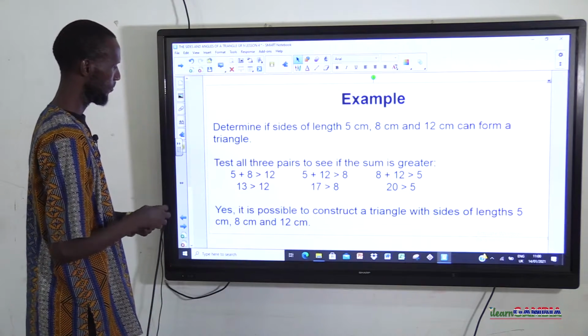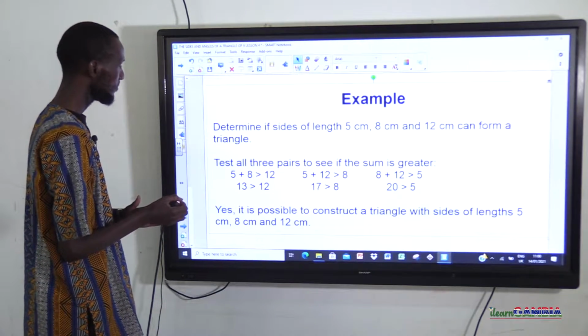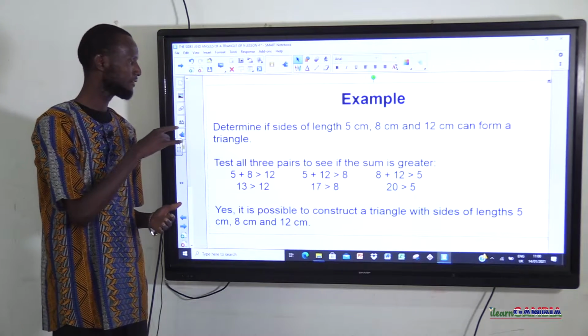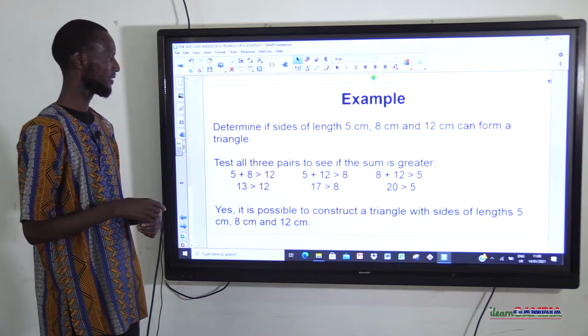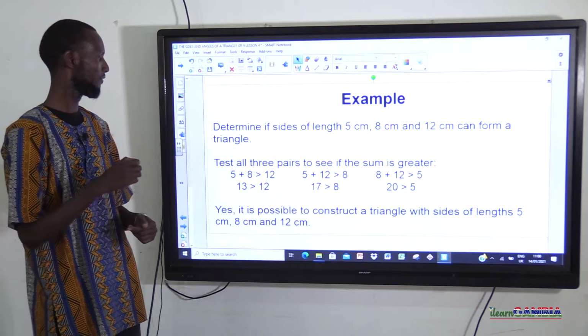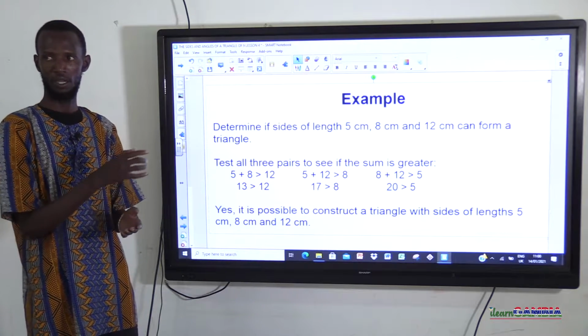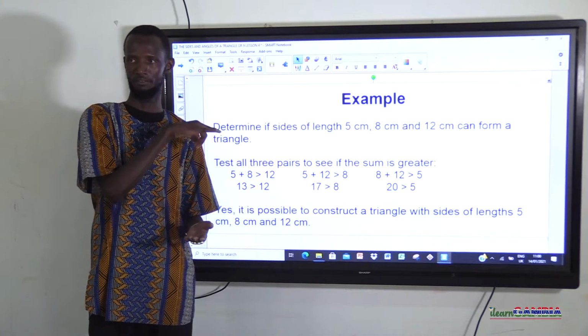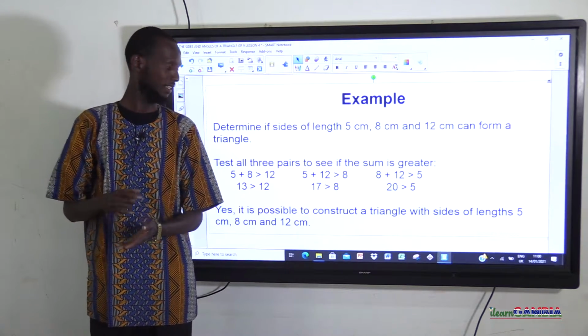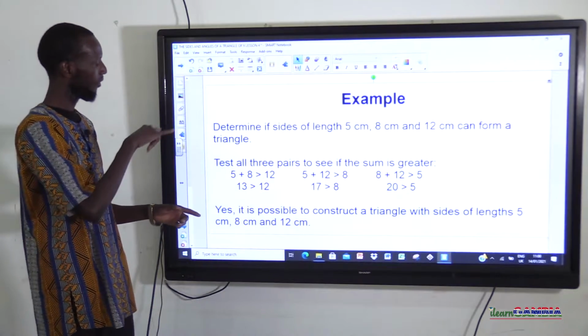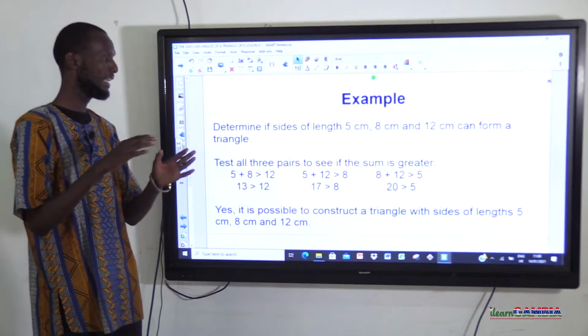So now we can continue. Just determine if sides of length 5 centimeters, 8 centimeters, and 12 centimeters can form a triangle. Now we are going to go through this using the calculation because now we have shown practically how we can actually do this using our ruler and pencil. Now we test all 3 pairs to see if the sum is greater.